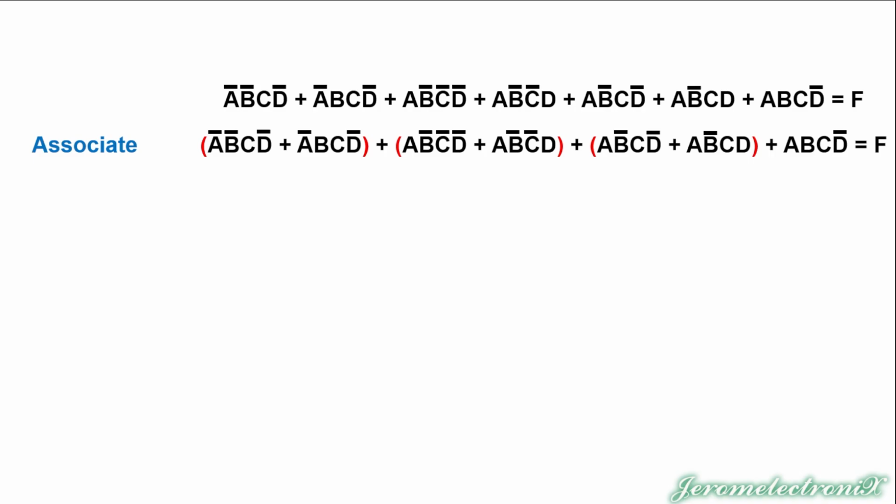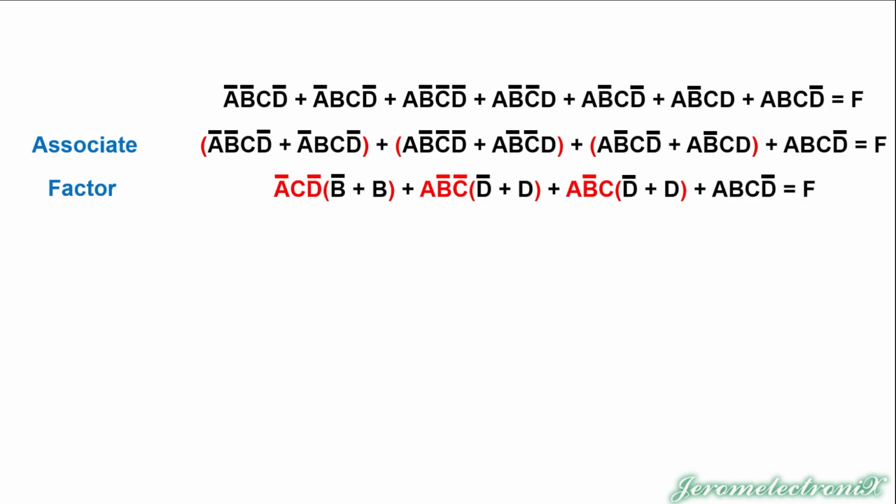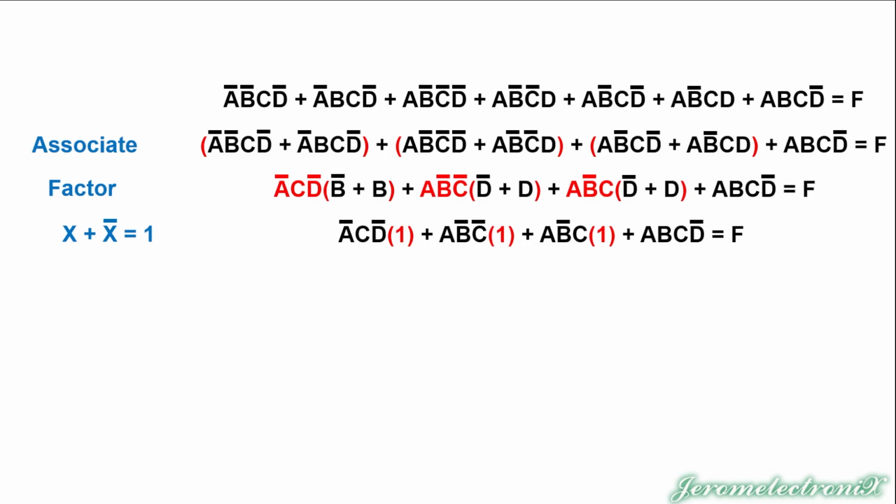What we're going to be able to do is pull out sames, and whatever's left hopefully are opposites, and then we can eliminate them. So we're factoring out the first one, not A, C, not D. What's left is B and not B. And then we're going to factor out A, not B, not C, and what's left is not D plus D. Then we're going to factor out A, not B, C, and what's left is not D plus D. Of course, X plus not X equals 1, so those all equal 1. And of course, stuff times 1 is just stuff, so the 1's can go away.